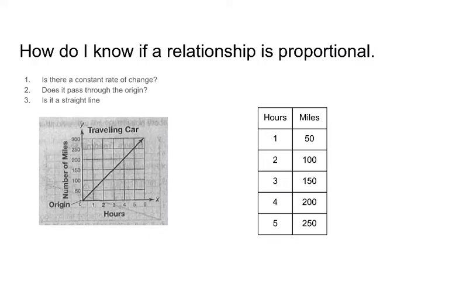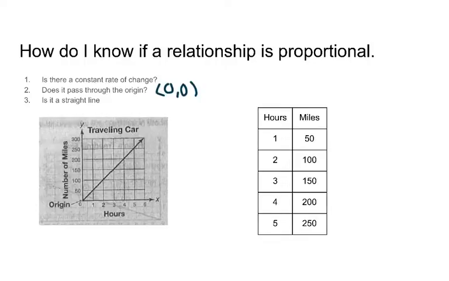All right, so here's a reminder. How do I know if a relationship is proportional? Well, there are three things that you're looking for to find out if a relationship is proportional, okay? The first is, is there a constant rate of change? Well, that means, is there a constant rate from one piece of information to another? Okay. The second is, does it pass through the origin? Well, we talked about the origin is 0, 0. And the third is, does it make a straight line? You can test these with a table or a graph at any time.